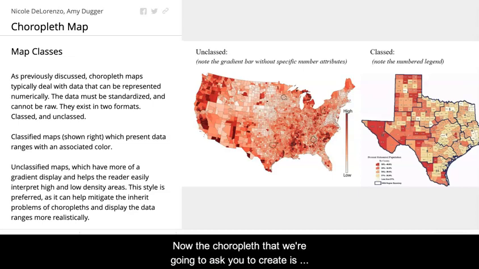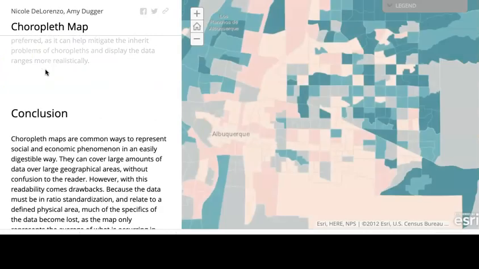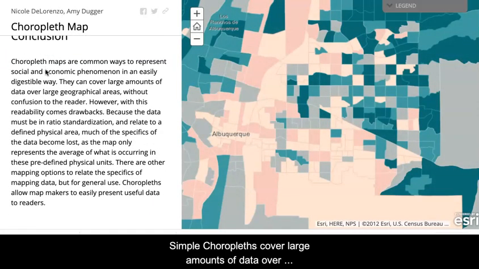Now, the choropleth that we're going to ask you to create is going to be a classed choropleth map where we're showing, based on the number range, it's going to change the color of the state that you're going to be filling in. The last point that I wanted to make for you is simply this. Choropleths are common ways to represent social and economic phenomena in an easily digestible way. It covers large amount of data over large geographical areas without too much confusion for the reader.